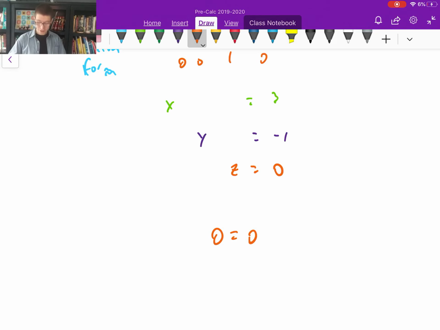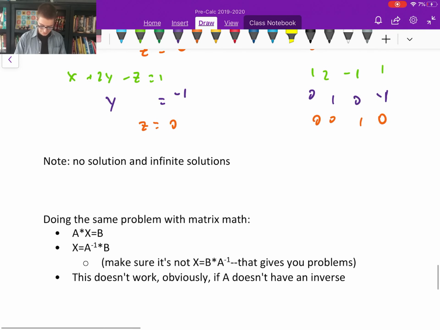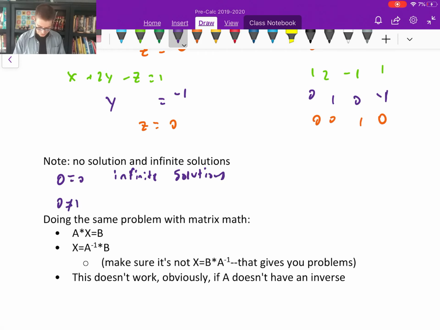If at any point you ever end up with something like 0 equals 5, or 0 equals 1, or -2 equals 6, something that doesn't work because they're not equal, you can immediately stop whatever you're doing and say there are no solutions. So just a quick caveat there. If you're ever working and get 0 equals 0, then infinite solutions. If you ever get 0 equals 1, you get no solutions because 0 does not equal 1. Okay, so that's row echelon form, reduced row echelon form.